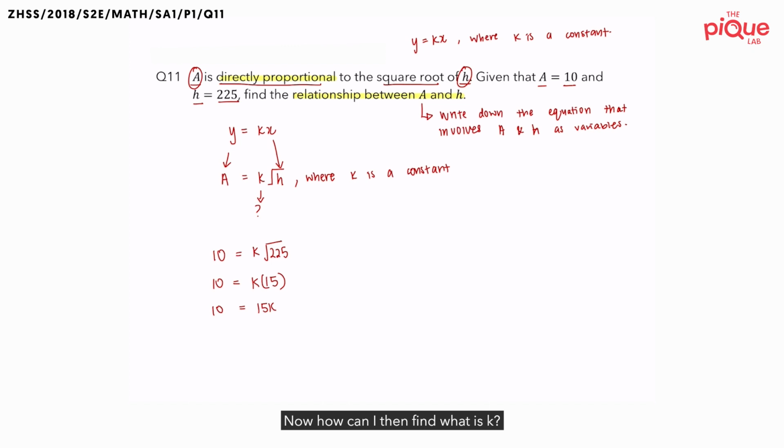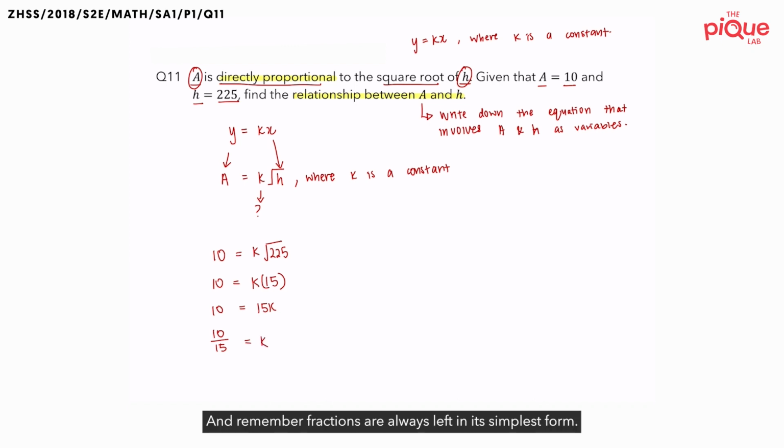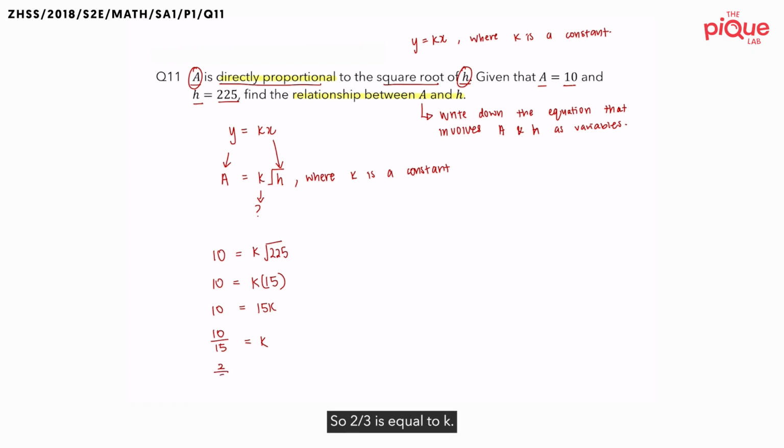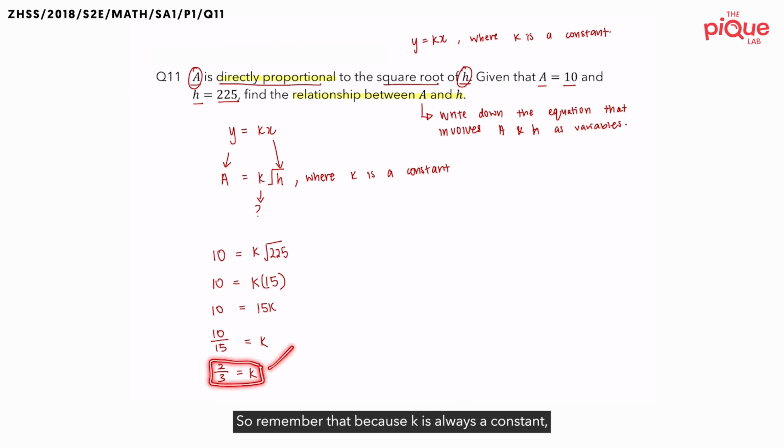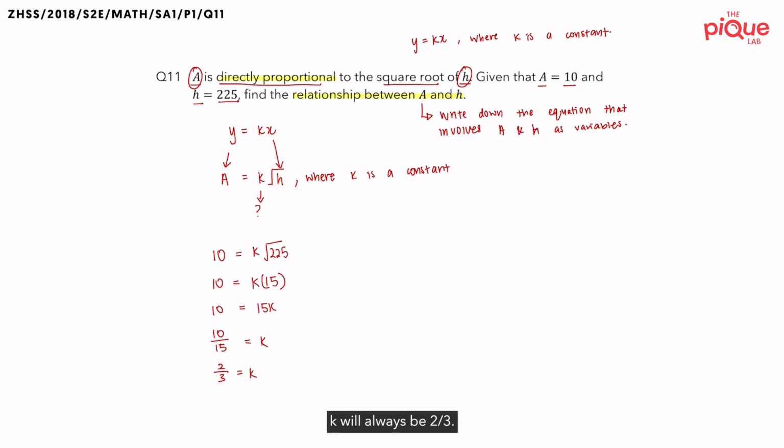Now, how can I then find what is k? Remember, to find out what is k, we have to isolate k. So in this case, we divide both sides by 15. We will get 10 over 15 is equals to k. And remember, fractions are always left in its simplest form. So 2 over 3 is equals to k. So remember that because k is always a constant, k will always be 2/3.